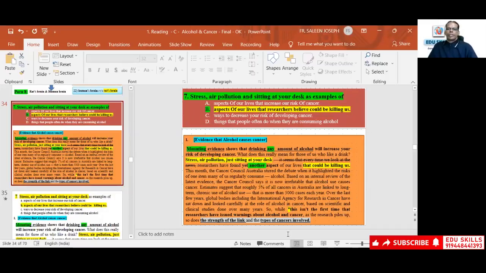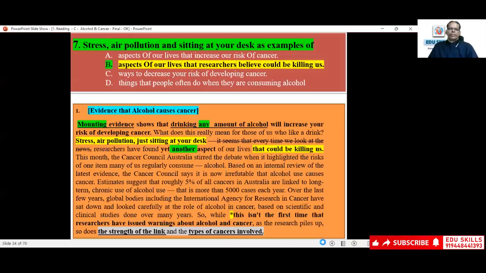Okay, this is a question. The 7th one is: stress, air pollution, and sitting at your desk as examples of dash. Okay, then immediately you have to come here: mounting evidence that alcohol causes cancer. The first focus of the first paragraph. Mounting evidence shows that drinking any amount of alcohol will increase your risk of developing cancer. What does it really mean for those of us who like it? Stress, air pollution, just sitting at your desk.